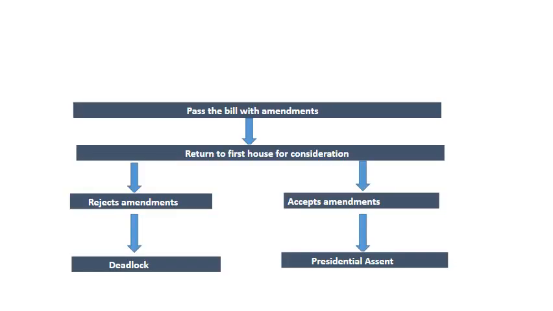The second alternative is they can pass the bill with amendments, that is changing some provisions without changing the objective of the bill. After amendments, they have to return the bill to the first house for consideration. The first house has two options. One is they can reject the amendment or accept the amendment. In case they accept the amendment, the bill will go for presidential assent. But if they reject the amendment, then it is a deadlock situation.